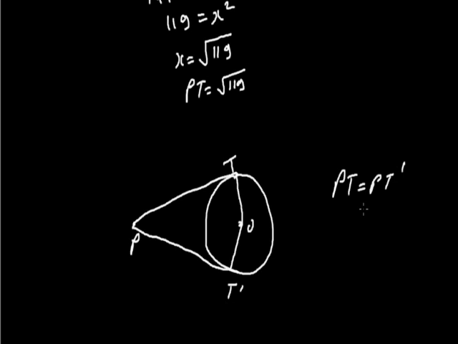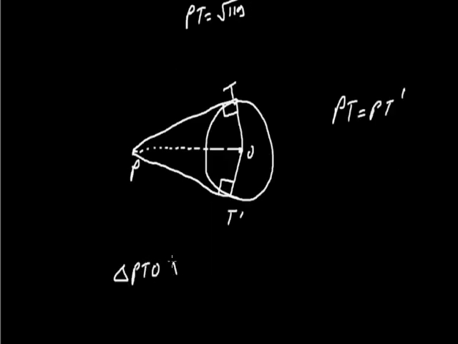Let's see how. Now connect PO, and we know that the tangent and the radius are perpendicular at the point of contact. So this should be 90 degrees, and in the same way this should be 90 degrees. Now in triangle PTO and triangle PT dash O, what is common? The line OP is common, and OT and OT dash are also equal because they are radii, and their angle is 90 degrees.